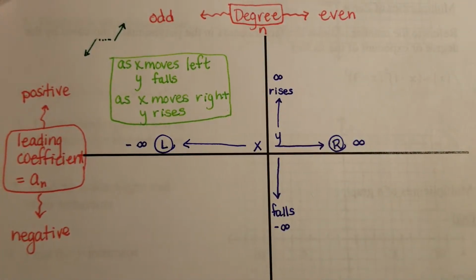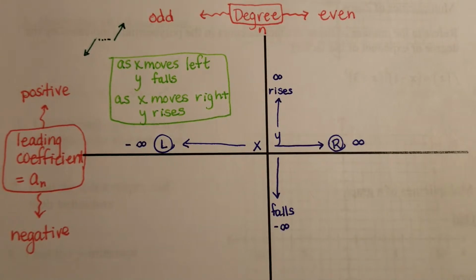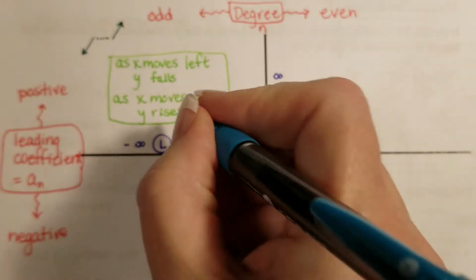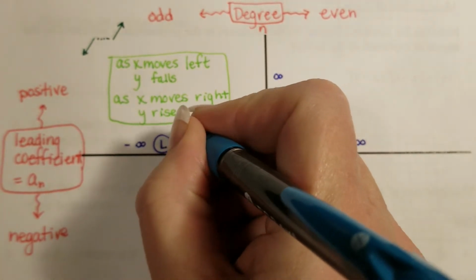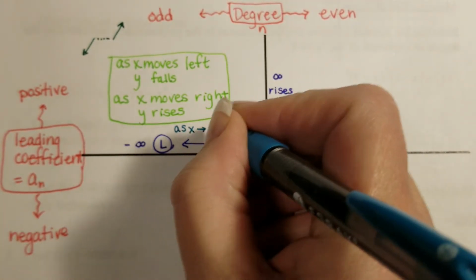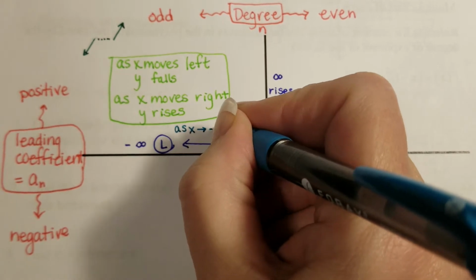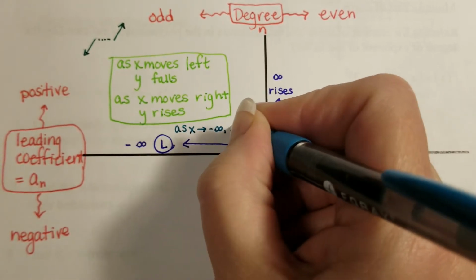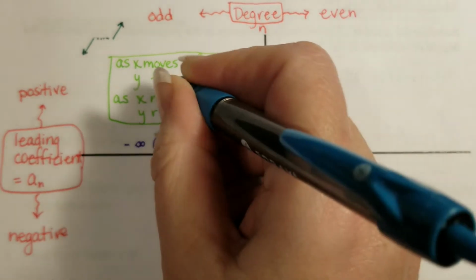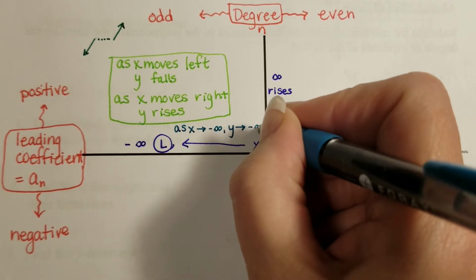This can also be written in a little bit different notation where we don't use quite so many words, where we say as x approaches negative infinity, or left, y approaches, and falls, to negative infinity.